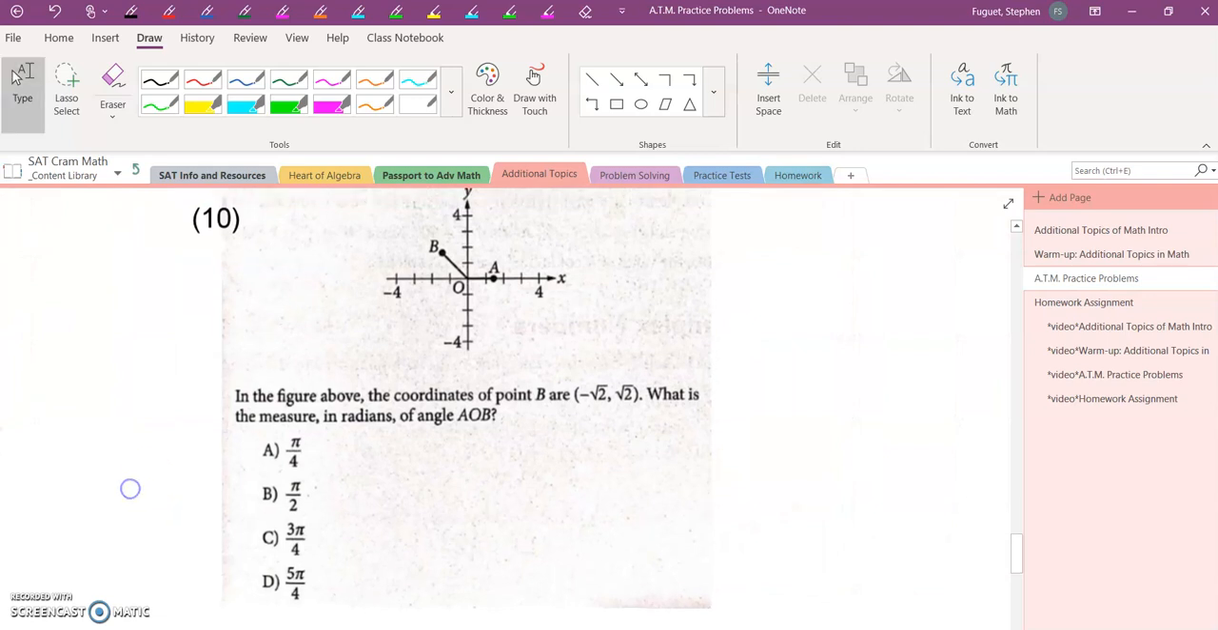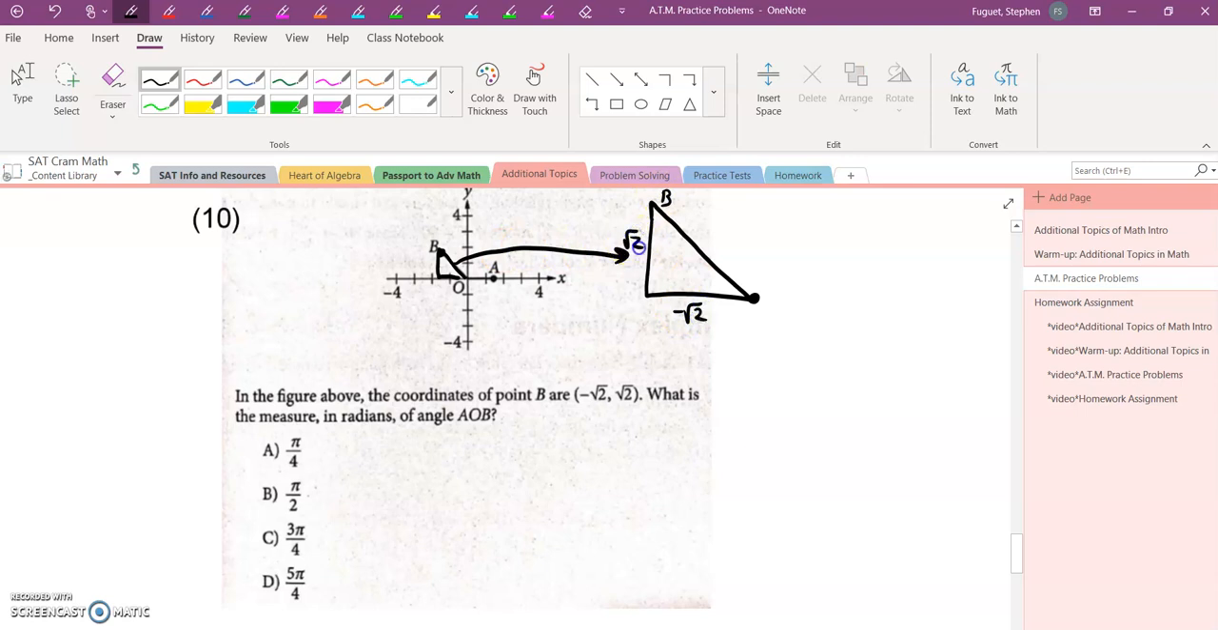Question 10, we are given the coordinates of point B here as -√2, √2. Another question we've come across where we're going to have to use a special right triangle. That means if I draw a triangle here in this origin, I'm drawing the triangle right here, but I'm zooming in to show you a bigger shot of it. That means that this is -√2 and this is +√2.